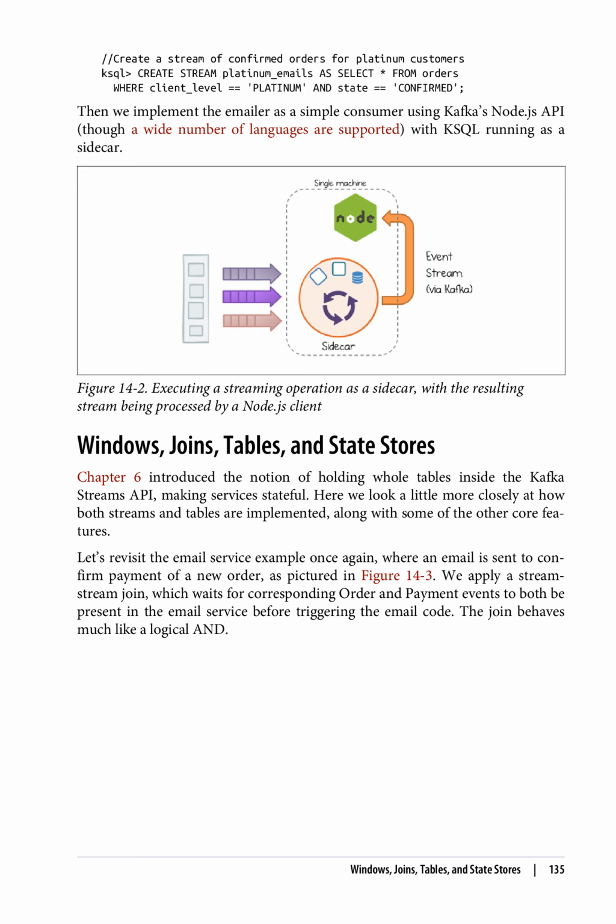Windows, joins, tables, and state stores. Chapter 6 introduced the notion of holding whole tables inside the Kafka Streams API, making services stateful. Here we look a little more closely at how both streams and tables are implemented, along with some of the other core features. Let's revisit the email service example once again, where an email is sent to confirm payment of a new order, as pictured in figure 14.3.